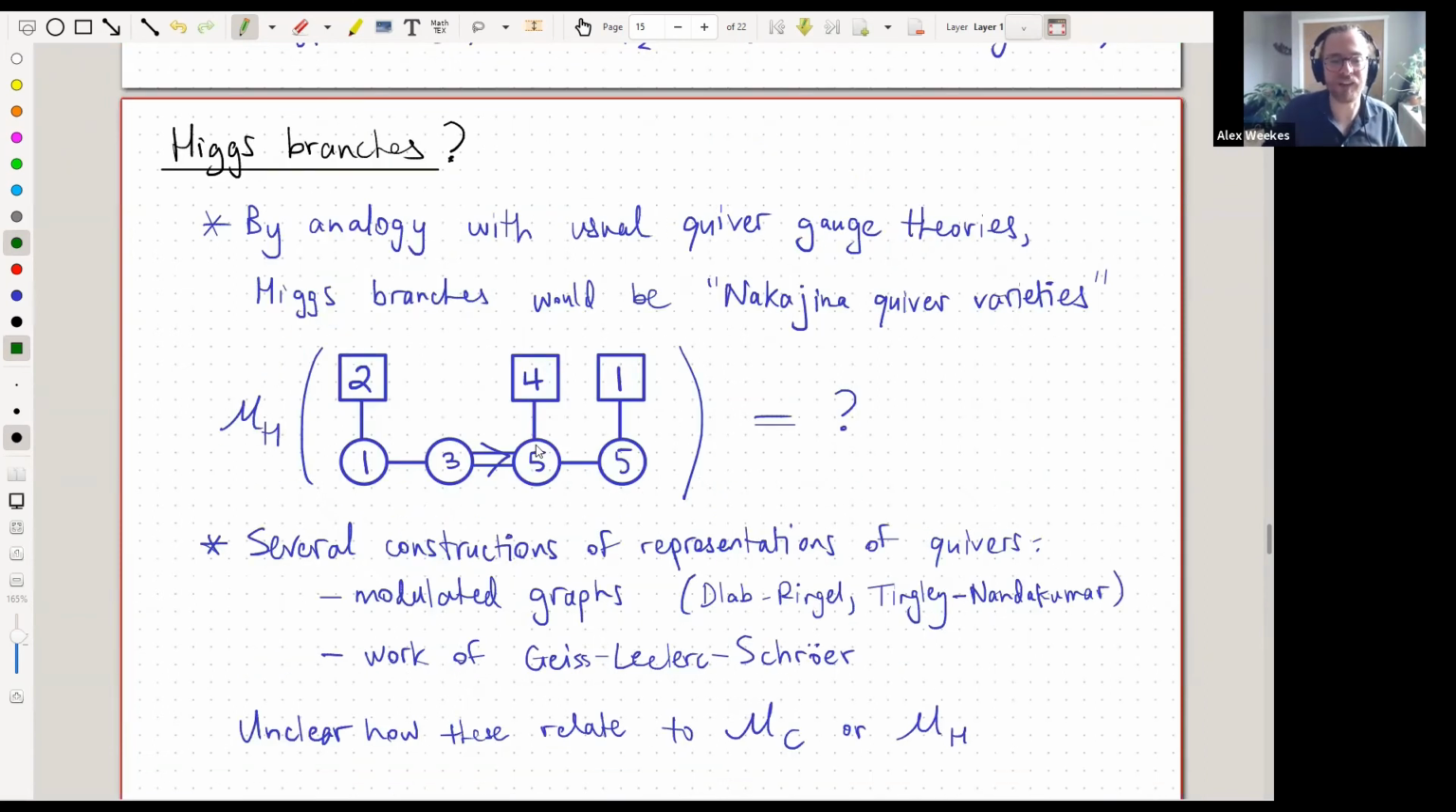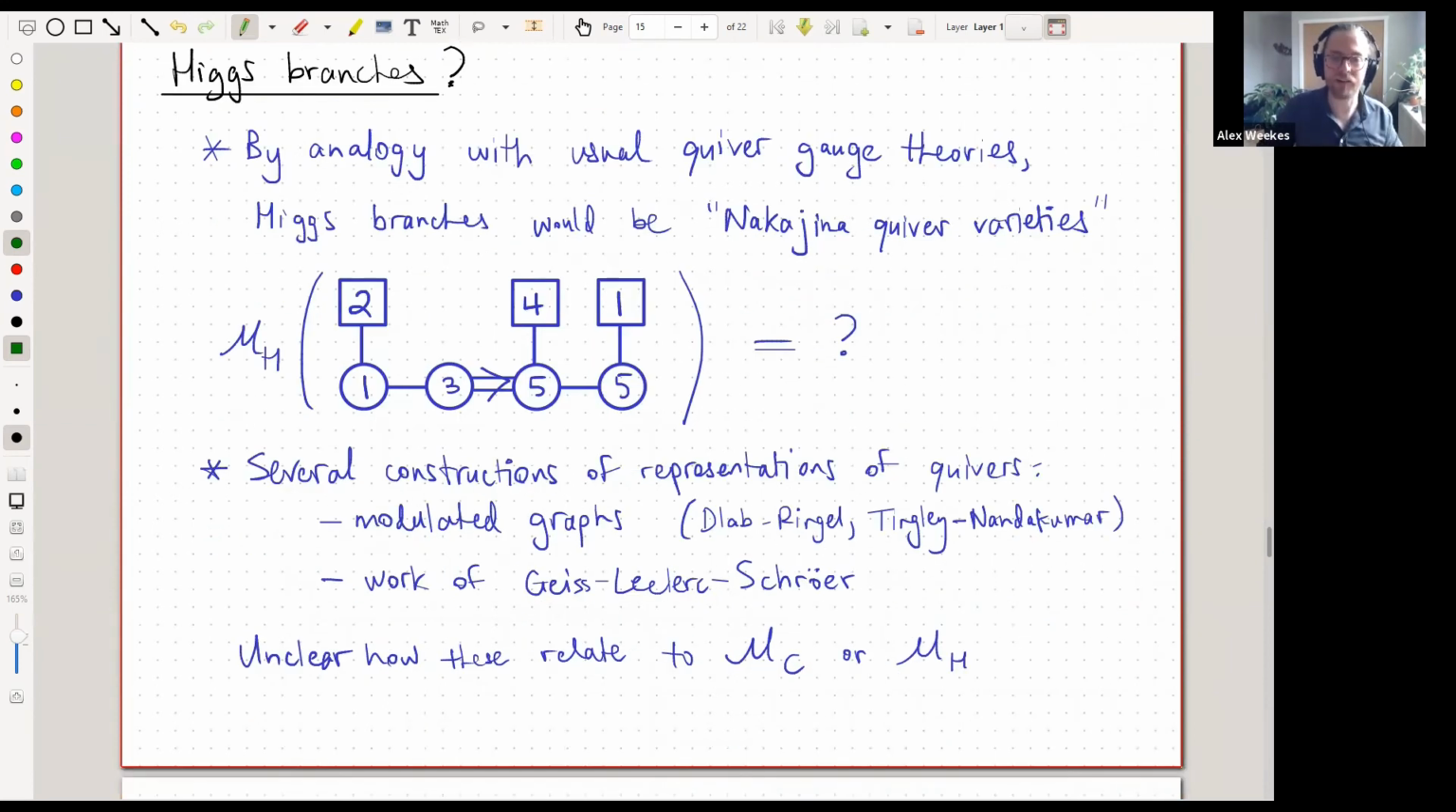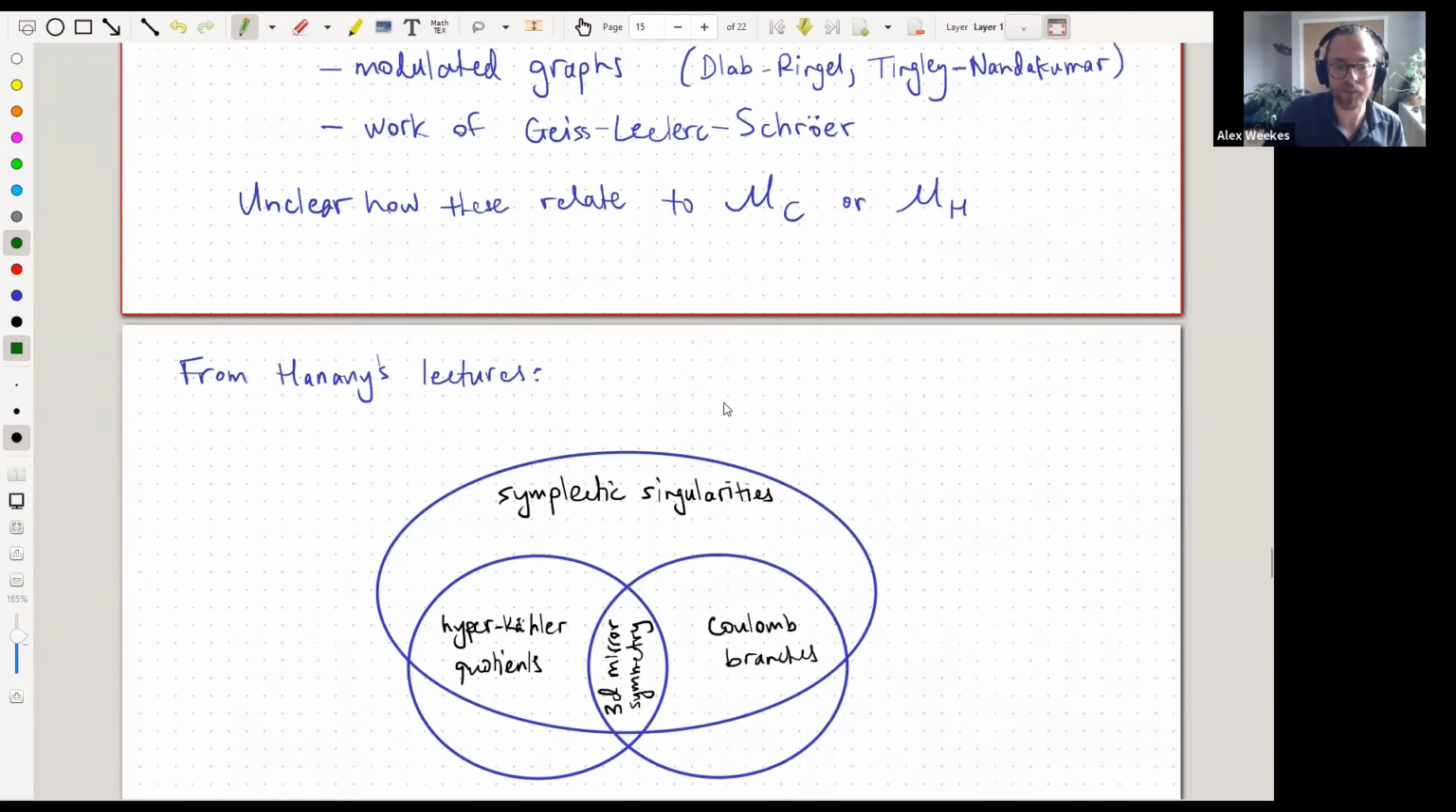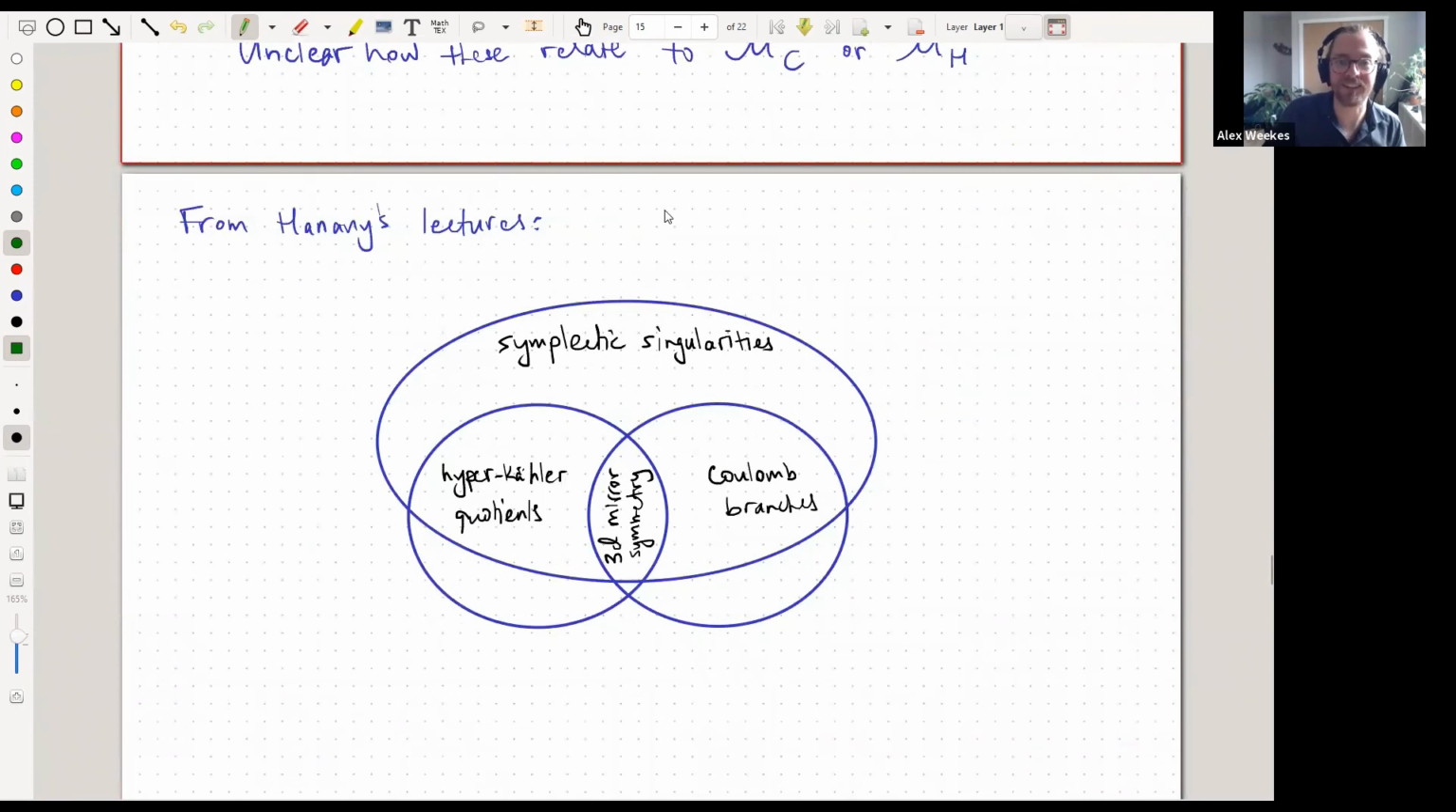Right, but I don't know of any actual notion of a Higgs branch here. And I thought I would end on that topic by reproducing a diagram from Hanani's lectures, which is the following picture. It's a large Venn diagram, right?